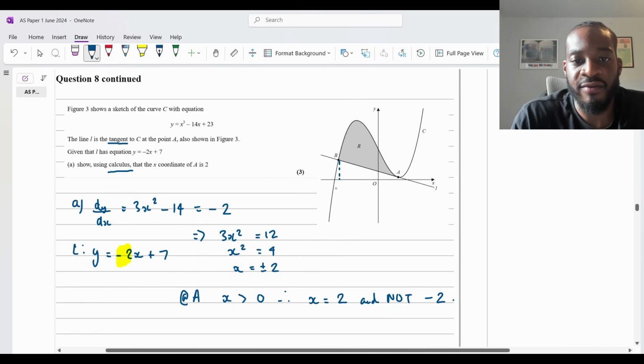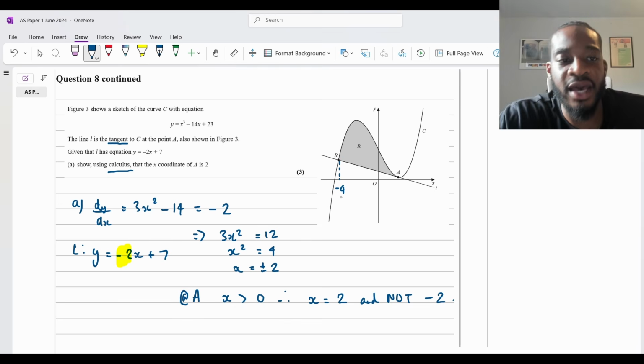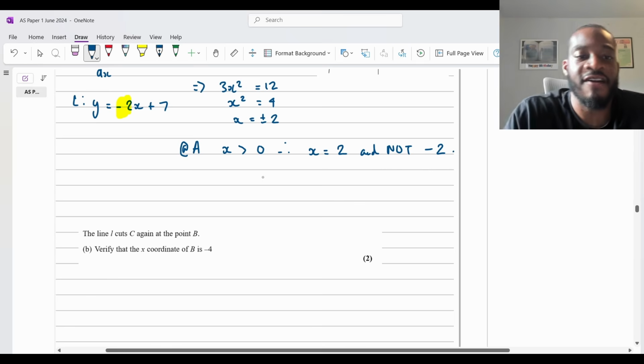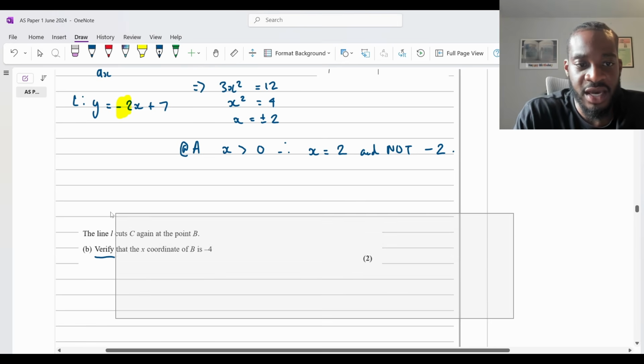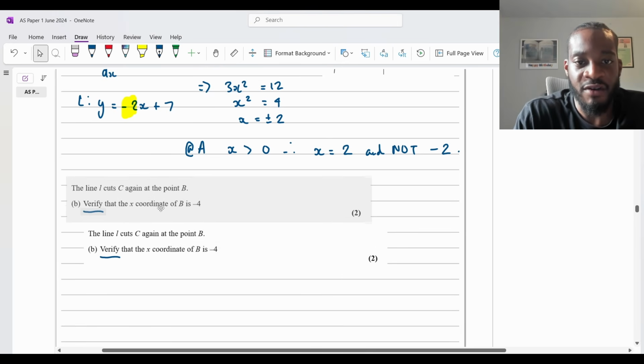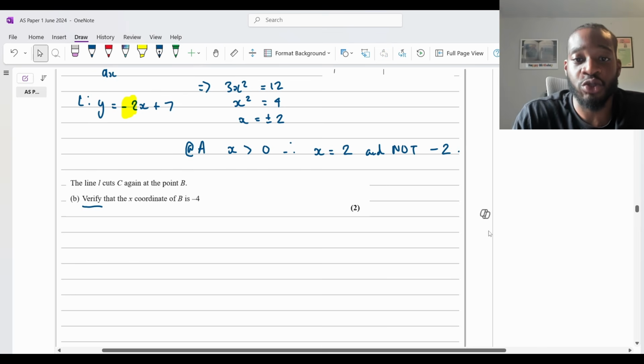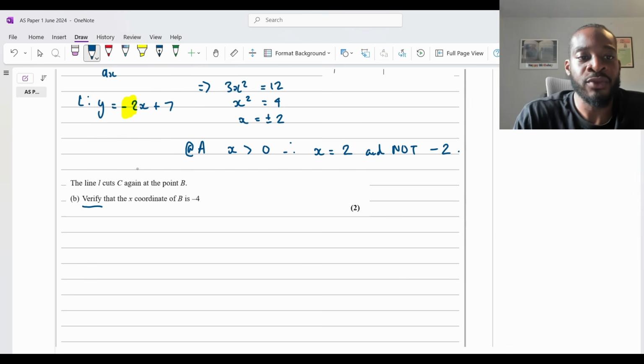We need to verify. Now, this is a good question because in part A, it was a show that, showing something. In part B, it says verify. They mean different things. I remember when my teacher taught me this, she said to me, verify, you just substitute, right? You don't need to use algebra. So we're verifying that the x coordinate of B is minus 4.